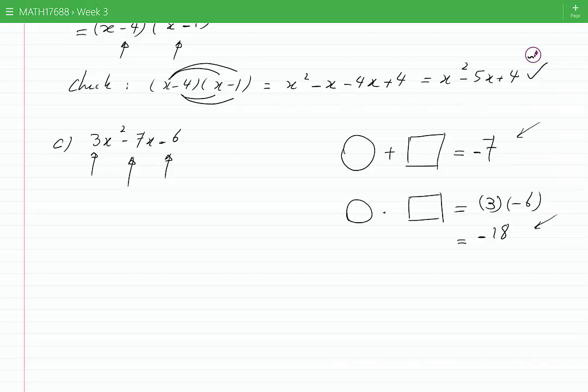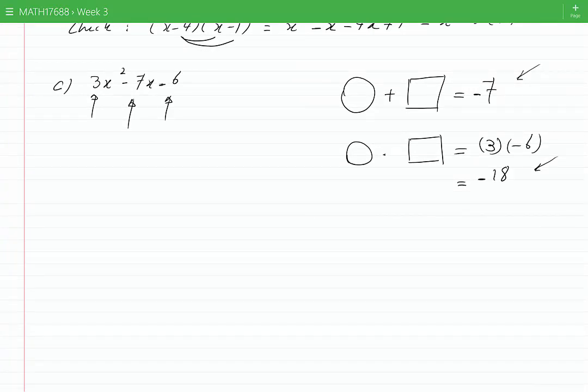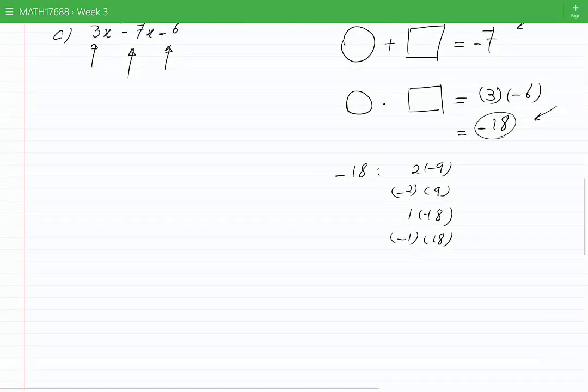Suppose we can't guess the answer. Let's see whether, following the procedure I outlined in the previous part, we can find the numbers. We start with minus 18. I can write minus 18 as 2 times minus 9, minus 2 times 9, 1 times minus 18, minus 1 times 18, 3 times minus 6, and minus 3 times 6, and there is no other factoring I can think of.